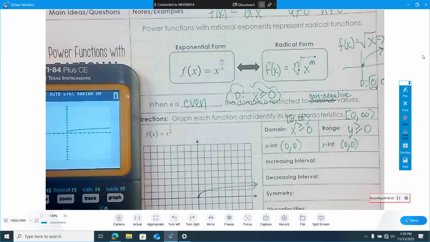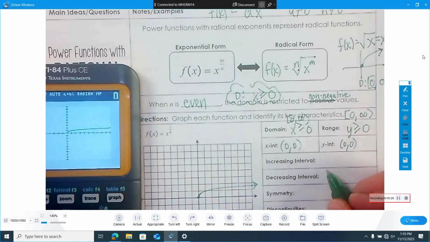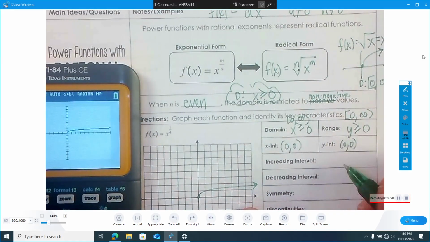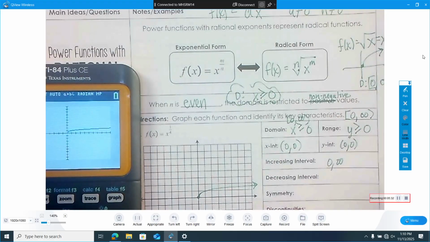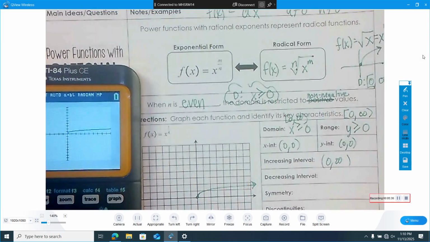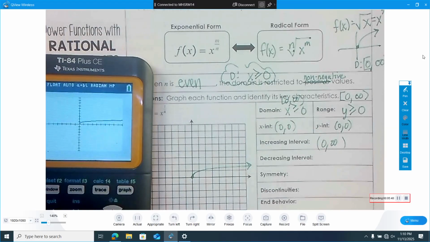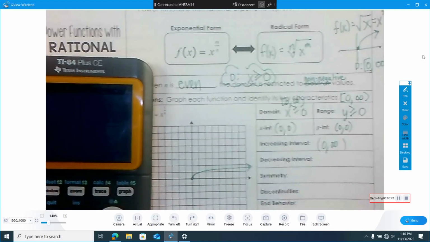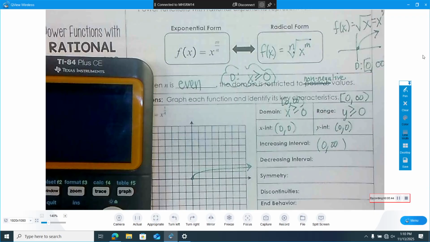Tell me, is this function increasing or decreasing? Increasing. So it's increasing over 0 to infinity. Technically, it's a bracket, but we're just going to use open parentheses there. It's like frozen. It started to do it. So, whoops.